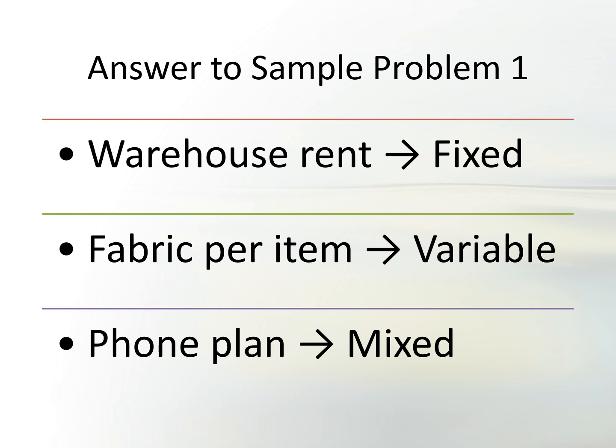So here's your answer. Warehouse rent is fixed because you pay the same regardless of output. The $4 per item is variable because the more you make, the more you spend. And then the phone plan is mixed because there's a base cost plus a variable element depending on usage.